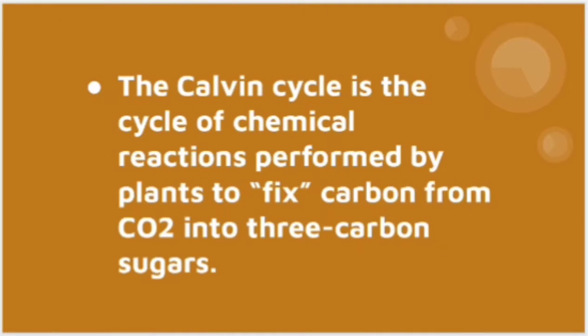Now first of all, introduction. The Calvin cycle is the cycle of chemical reactions performed by plants to fix carbon from carbon dioxide into 3 carbon sugars. Later, plants and animals can turn these 3 carbon compounds into amino acids, nucleotides and more complex sugars such as starches. This process of carbon fixation is how most new organic matter is created.